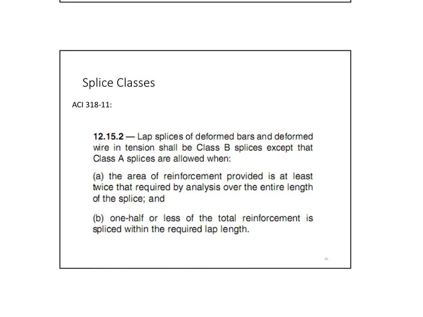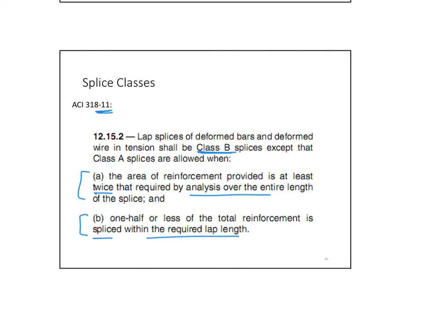Lap splices, this is 2011, of deformed bars in tension shall be Class B. They shall be Class B. So the first option for me is a Class B, except if these 2 conditions are satisfied. What are those 2 conditions? The area of the reinforcement is at least twice that required by analysis over the entire length of the splice, okay? Or 1/2 or less of the total reinforcement being spliced within the lap section.